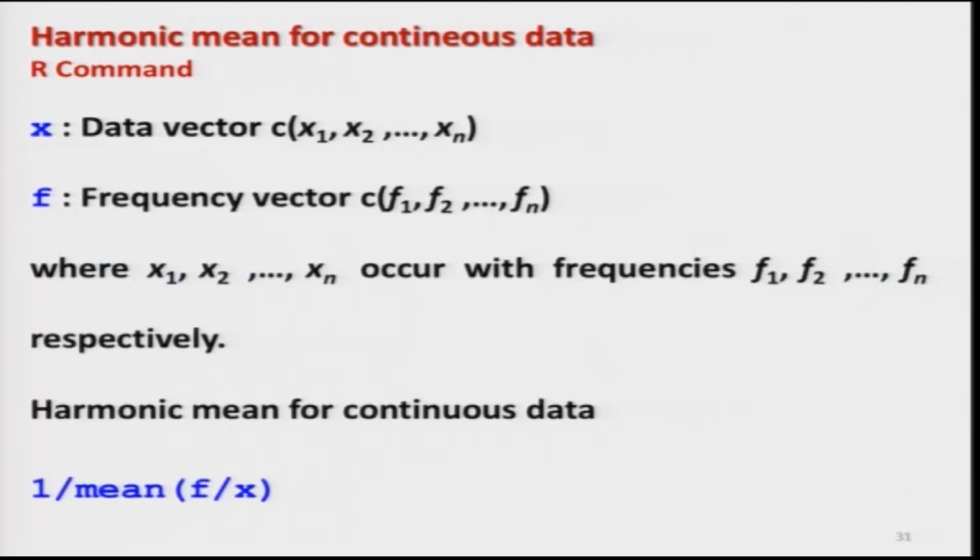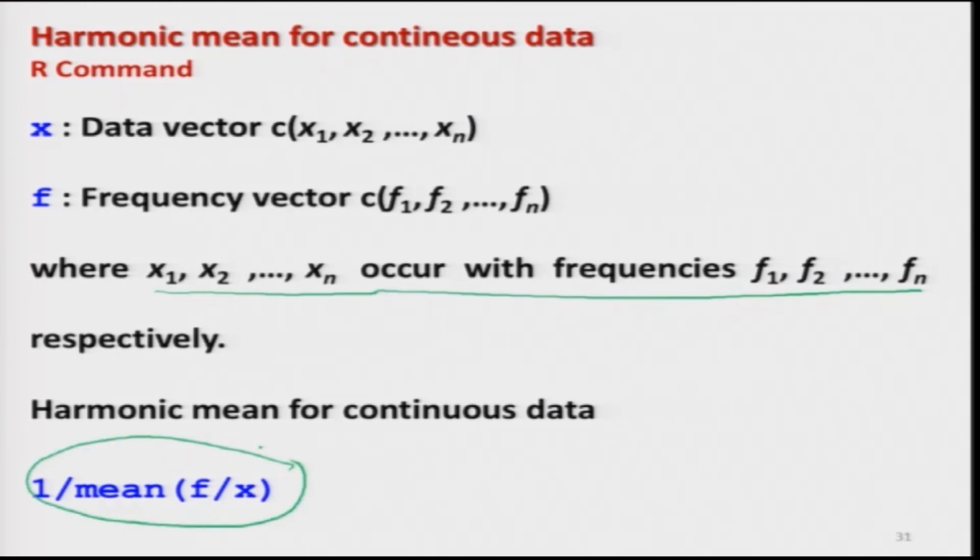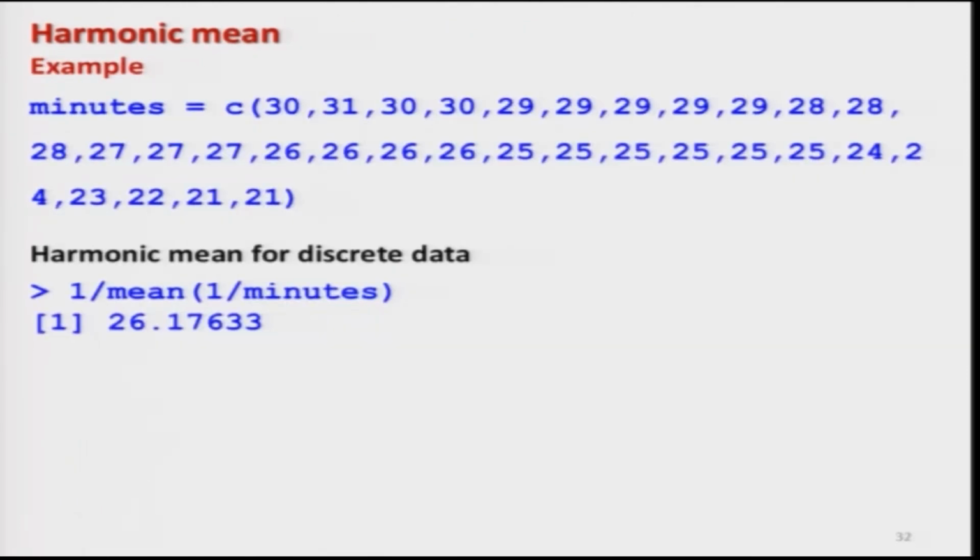And similarly, in case you have continuous data in group format, where x1, x2, xn are the values occurring with the frequencies f1, f2, fn respectively, then the harmonic mean can be defined as 1 upon mean of f upon x, because you are simply trying to compute the average of fi upon xi. So, this is written as f divided by x in R, and then I simply find the mean of this and invert it.